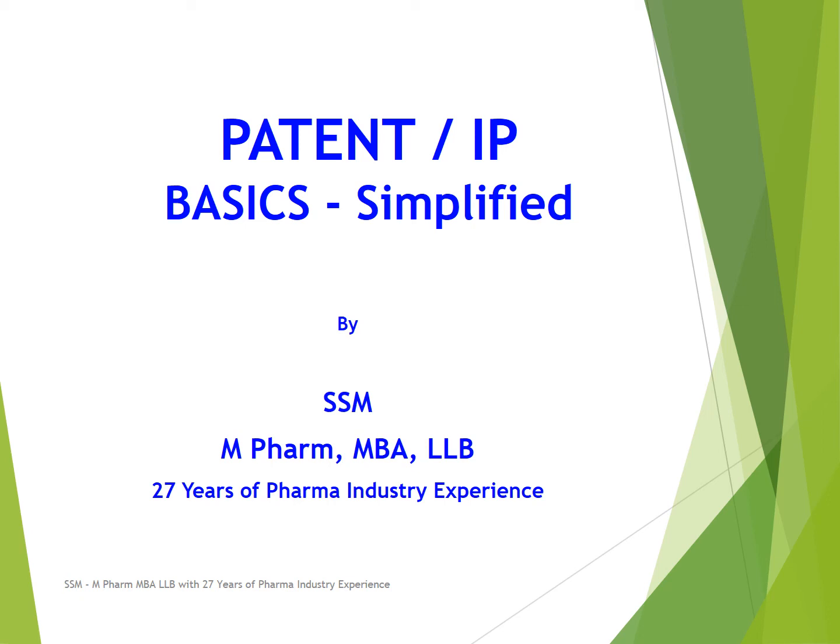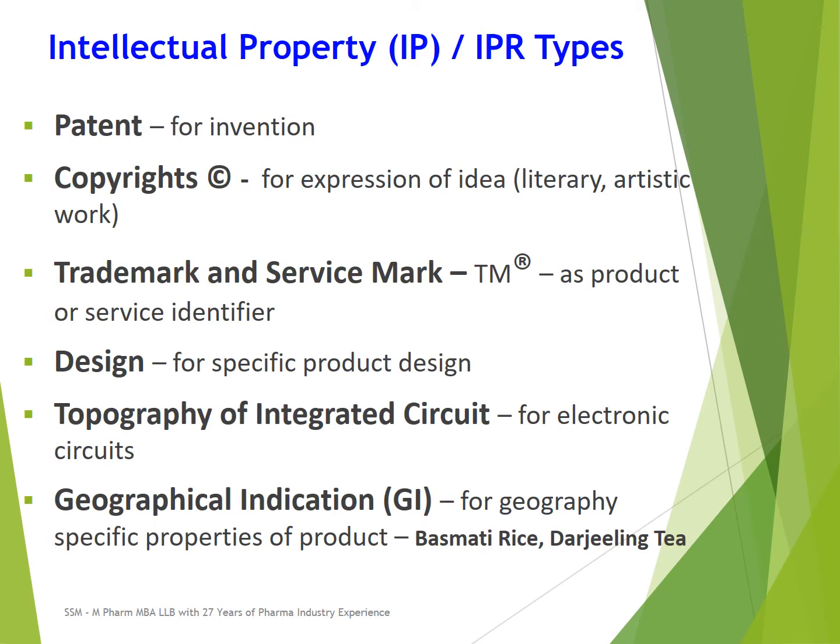Hi, in this video we will discuss patent and intellectual property basics in a very simplified manner. Intellectual property, IP, or intellectual property rights, IPR, are of different types, basically six types. First is patent, which is granted for invention.